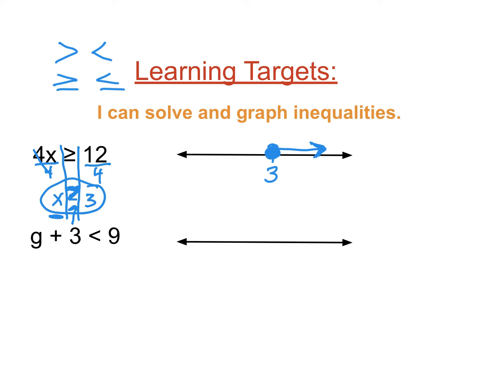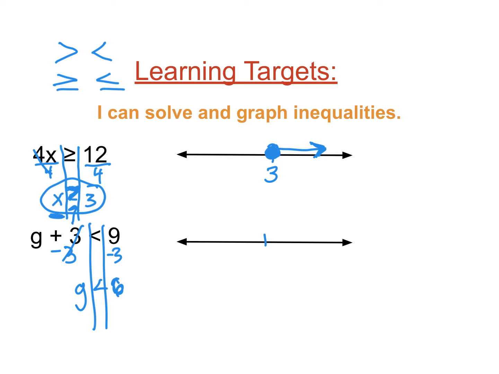If the variable doesn't come first, you can switch it around, but you need to make sure that the alligator is still eating the bigger number. Okay, the next one, if I solve it, I'm going to subtract 3 on both sides. G is less than 6, because 9 minus 3 is 6.